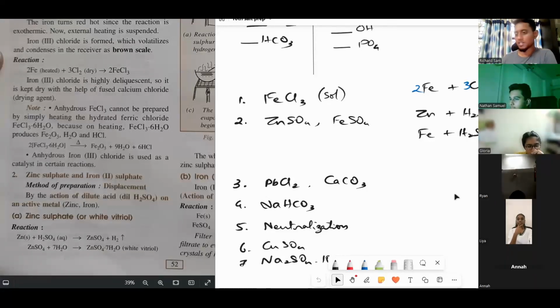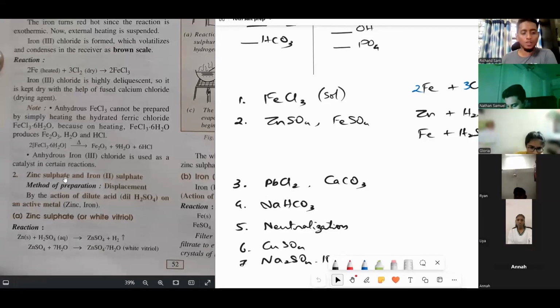Not as far as I remember, nothing is used. Okay. All right. So that's about it. Any doubt in FeCl3 production? No. Next is zinc sulfate and iron sulfate.